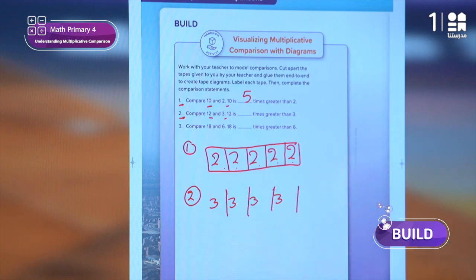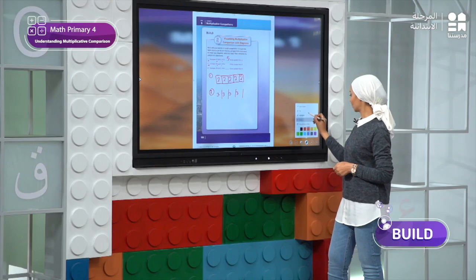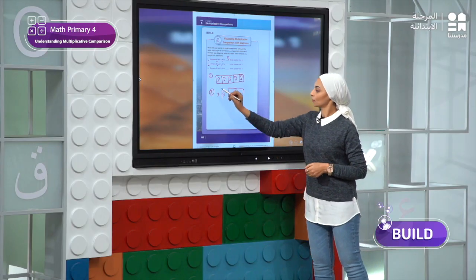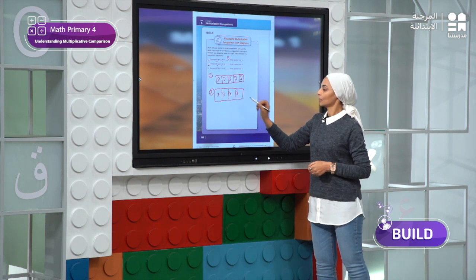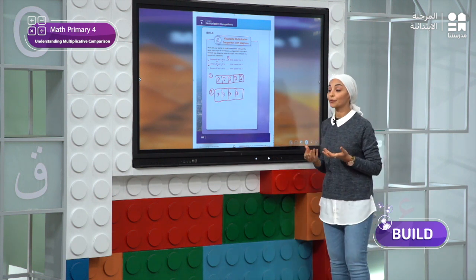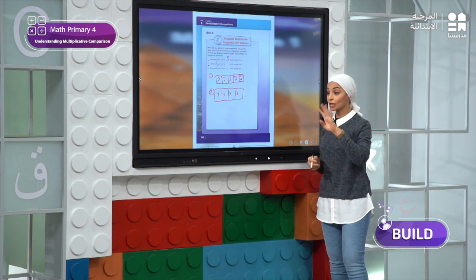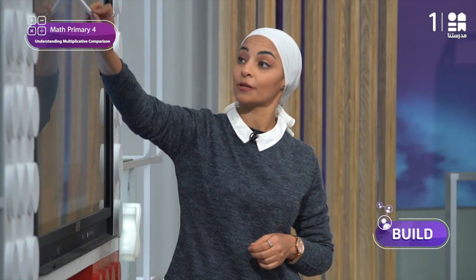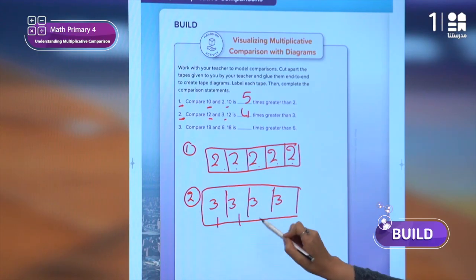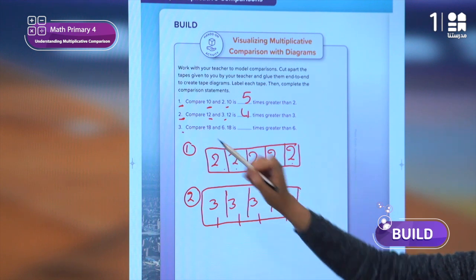So I will divide it into 4 like this. So we found out how many 3's are in 12? Yes, 4 3's. So 12 is 4 times greater than 3. Let's move to problem number 3.